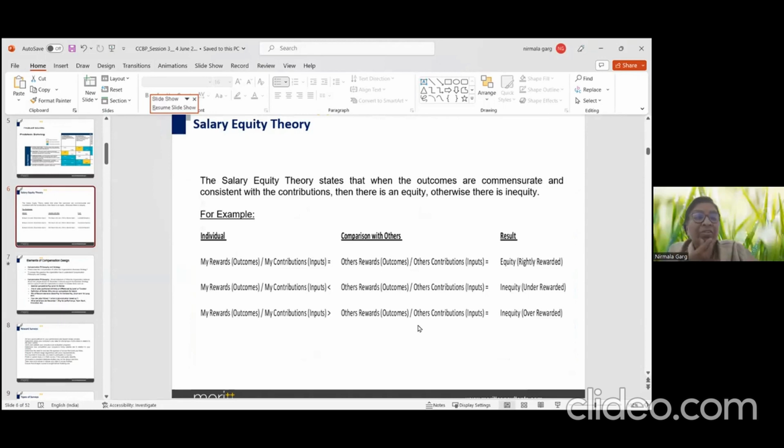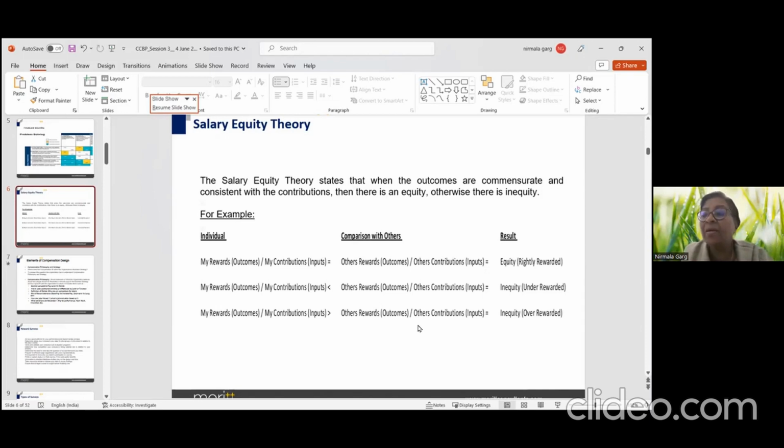Okay. So just to connect the dots, we talked about three equities as per the pay equity theory, right? All of you remember that we talked about internal equity, external equity, and individual equity. So what is external equity? Today we are going to deal only with external equity. So what is external equity?